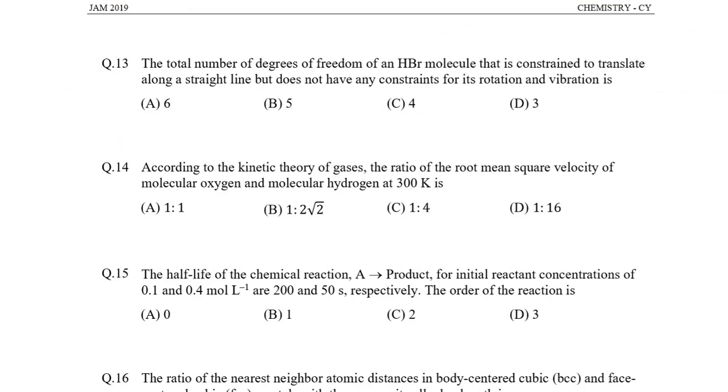The total number of degrees of freedom of an HBr molecule that is constrained to translate along a straight line but doesn't have any constraints for its rotation and vibration is. Here we have already explained this problem in a particular video, where we have given a complete conceptual analysis of it. Just check that video in your course.